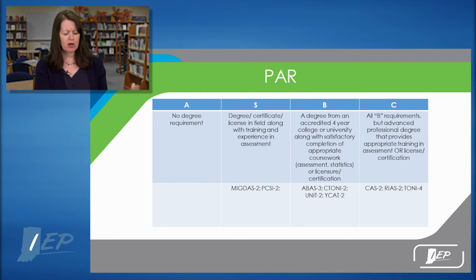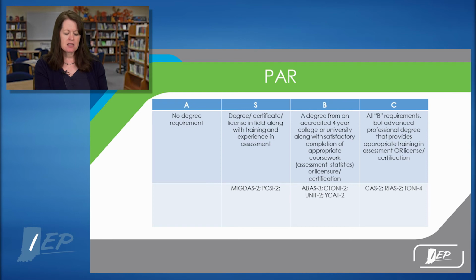So some of the things that PAR lists, the Adaptive Behavior Assessment System, they also list the CTONI, the Comprehensive Test of Nonverbal Intelligence, which is an intellectual assessment, but it is very different than giving some of our more comprehensive cognitive assessments. As well as the UNIT, another nonverbal intelligence test, and then the YCAT, the Young Children's Achievement Test, all fall into their category of B.